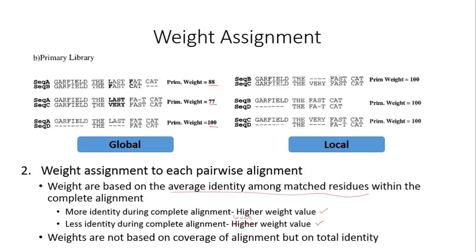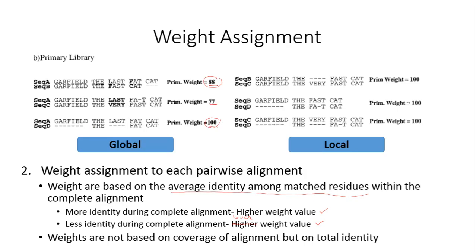Well, say for example, consider these two sequences. Now you can consider sequence A or sequence B. These two sequences have been aligned, and their coverage is higher because most of the sequence has been aligned, but still the primary weight given to this alignment is lower as compared to this particular alignment in which the coverage is smaller. Here the coverage of the sequence alignment is lower, but still the primary weight is higher.